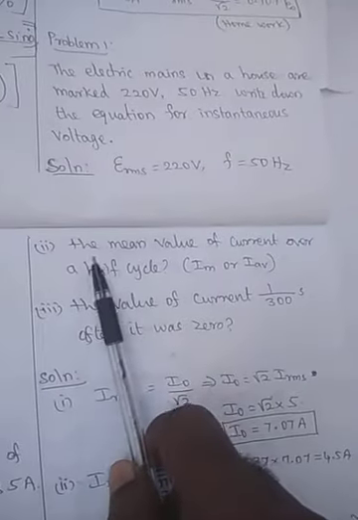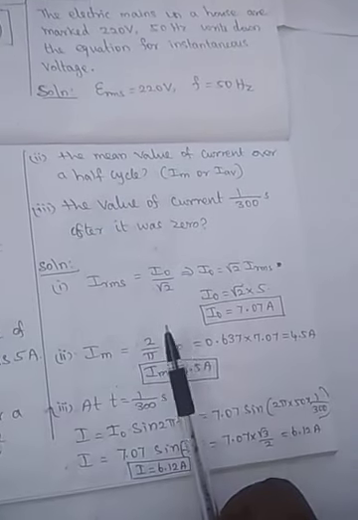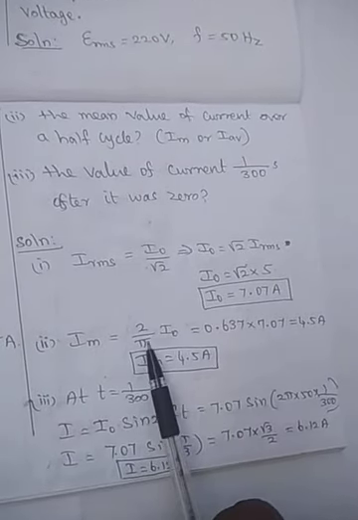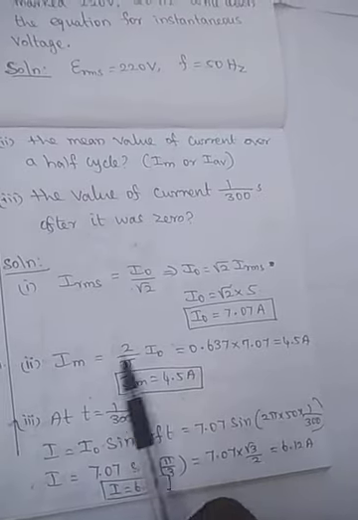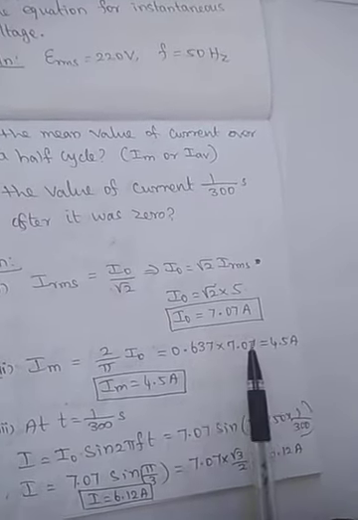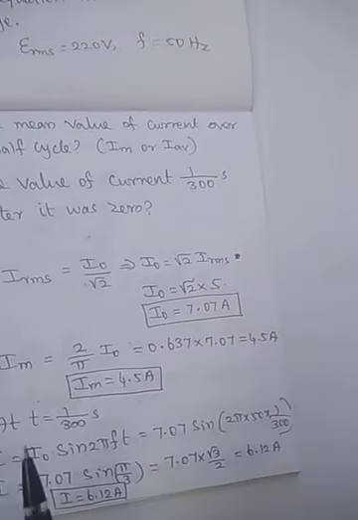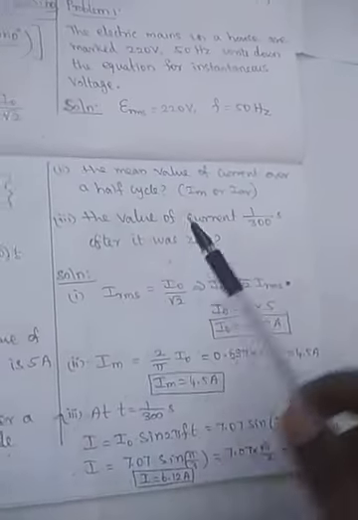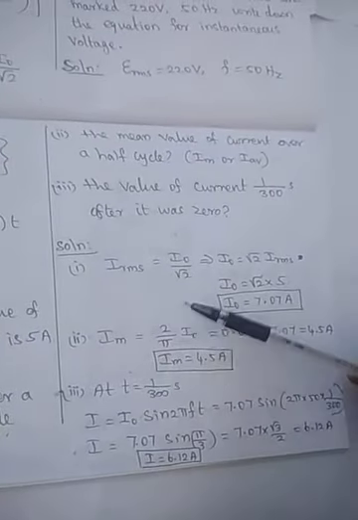Then the second question: the mean value of the current over the half cycle. What is the mean value over the half cycle? That is the I average. So I mean is equal to 2 I naught by pi. We already derived this in the derivation. So for this one, 2 by pi is 0.637. I naught value is 7.07, that is what we calculated here. So substituting this value, we get 4.5 ampere. That is the mean average value. So mean average value is always less than the I RMS value, because we are taking only half cycle calculation here.